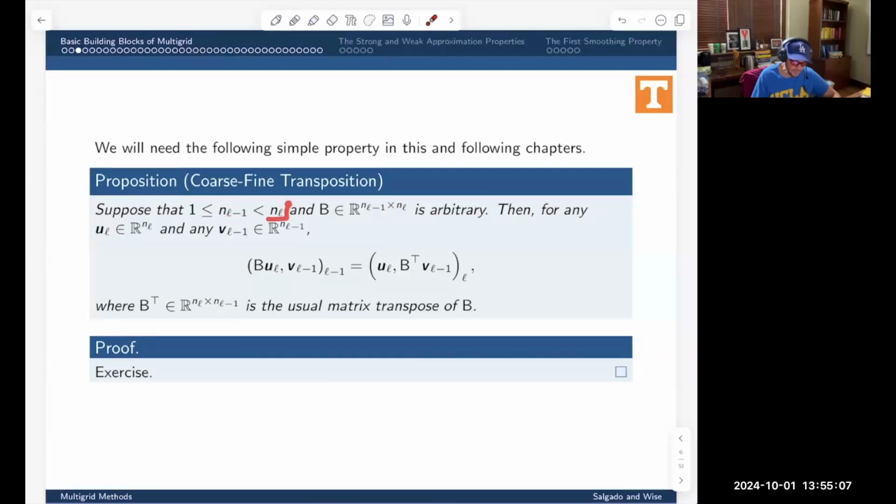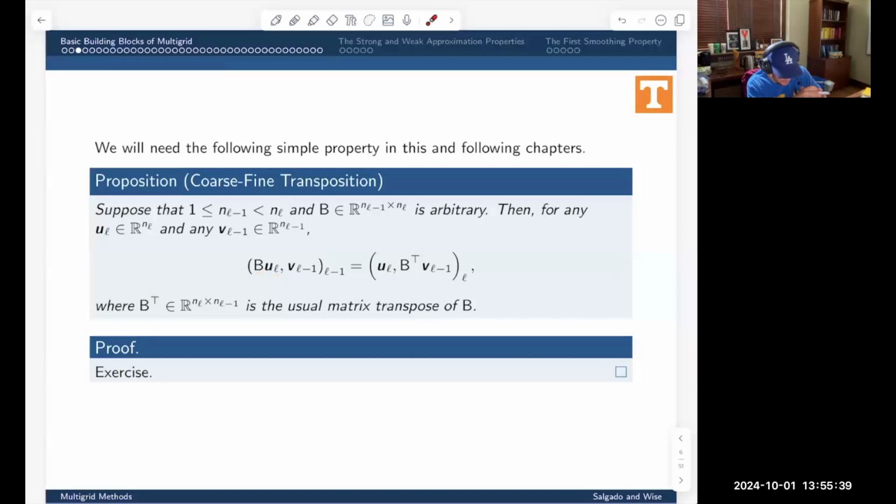For example, this number here could be 6 and this number could be 3. So it might have 3 rows and 6 columns. Then for any UL in RNL and any VL minus 1 in RNL minus 1. The subscripts here are supposed to be evocative of the fact that this vector is coming from level L, and this subscript means that this vector is coming from level L minus 1. Now, B times UL.